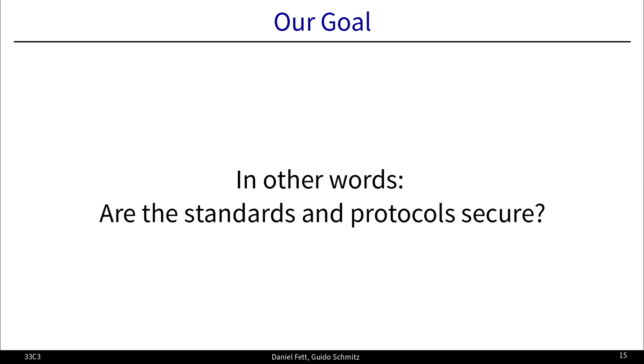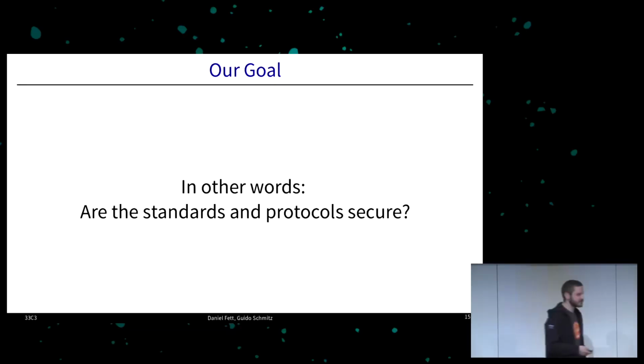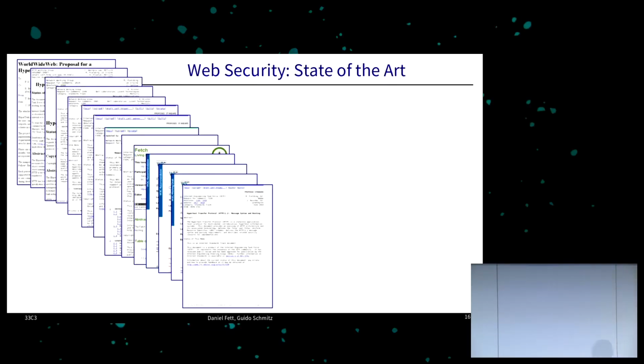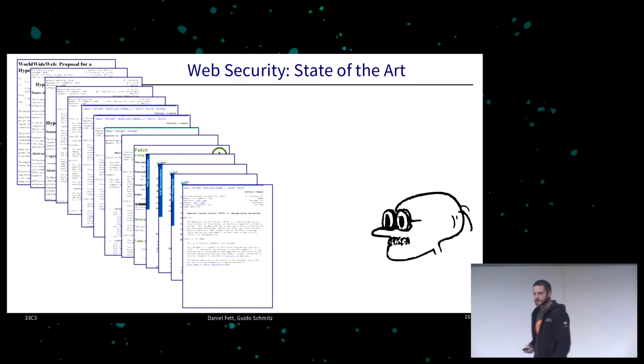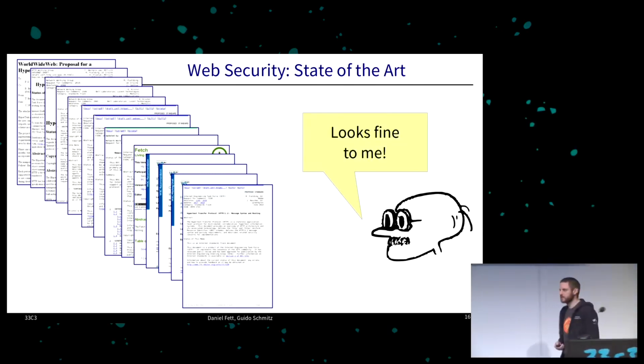And so the current state of the art is that we have a lot of documents that define some login mechanism, for example, like OAuth. And we have an expert or a group of experts, and they look at this, and after a while they say, well, this seems kind of okay-ish to me. So they say it's secure. So this is the current state of the art.